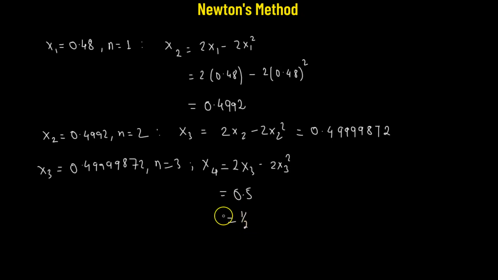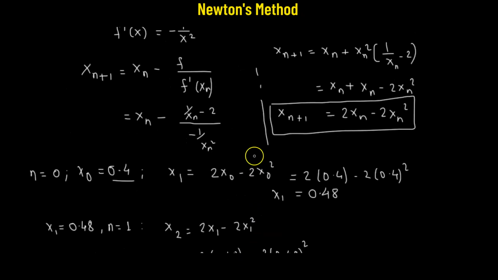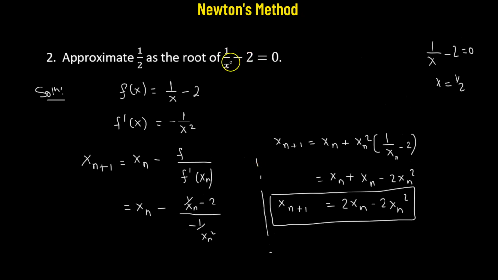0.5 is half. So we have shown that this value is now a very good approximation, and we have shown that half was indeed the approximate solution to our equation 1 over x minus 2 equals 0.